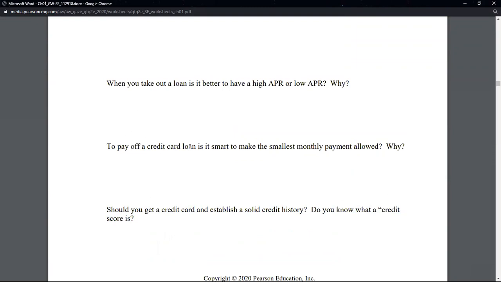To pay off a credit card loan, it is smart to make the smallest monthly payment allowed, and why? That doesn't really make sense to me. That is wrong. Not all of these questions are meant to lead you down the right path. A lot of people do the minimum payment trap, and we'll get into that at the end of the semester.